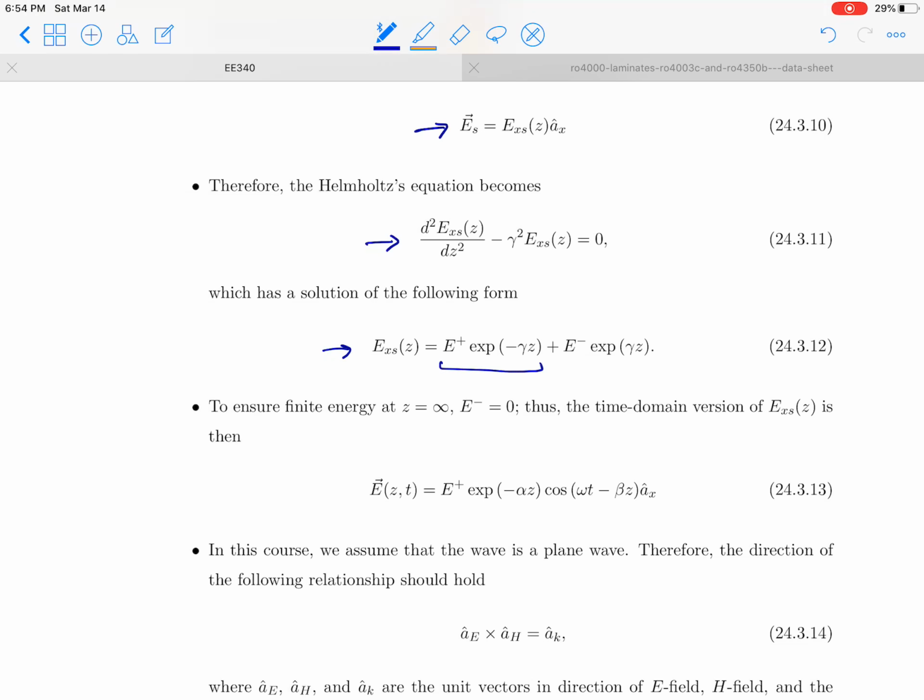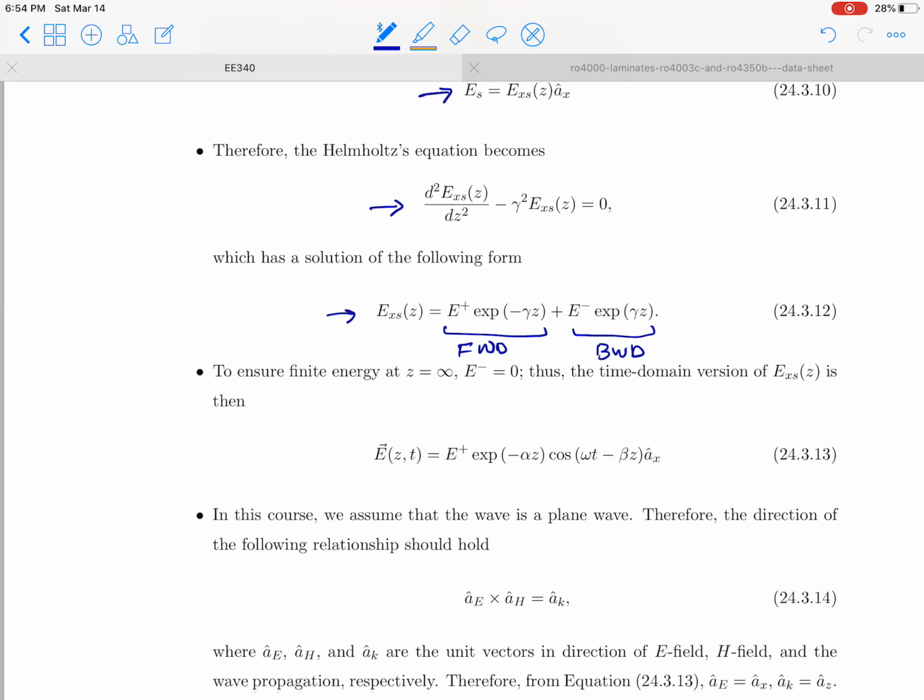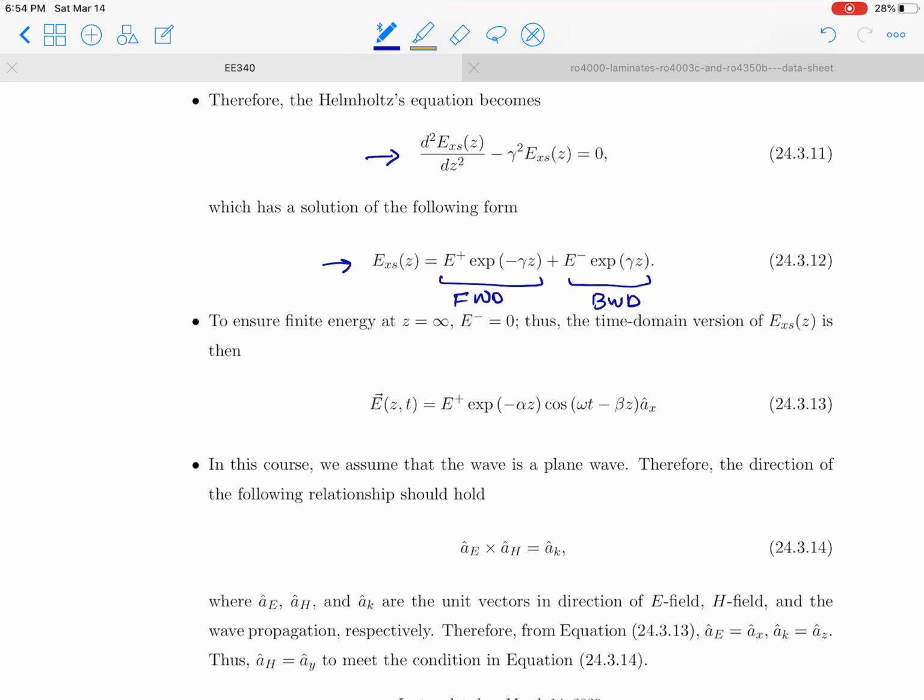The first one is the forward going wave. The second one is the backward going wave. Because this is a physical system, the energy cannot be infinite at z equal to infinity. Therefore, E minus should be zero, and we'll end up with one solution here.